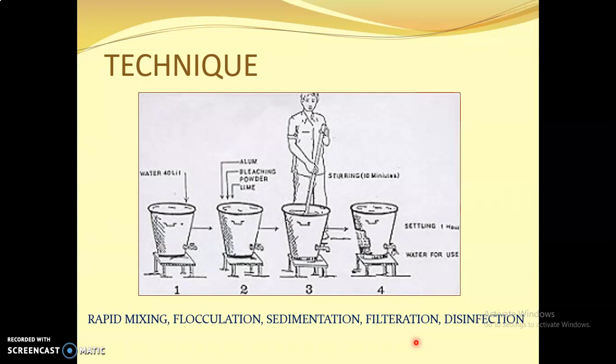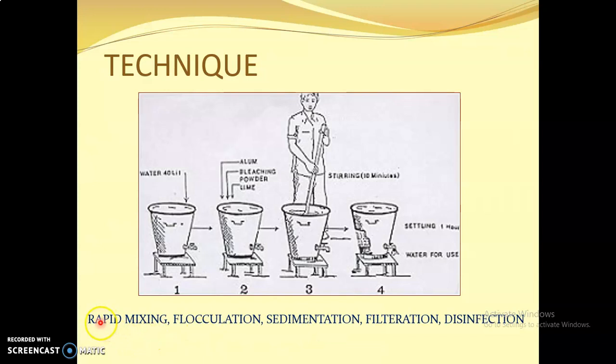Now the technique involves 5 steps. So it is like you are adding alum and the lime with water. You are mixing it rapidly, that is called rapid mixing. Once rapid mixing takes place, the impurities form floccules and float on top. This is a process called flocculation. Those which are heavier than water form precipitates and sediment below. It's called sedimentation. And this water is filtered to clear up all the floccules and sediments. And finally, the water you obtain is disinfected using bleaching powder.